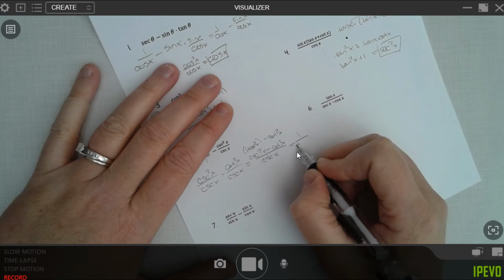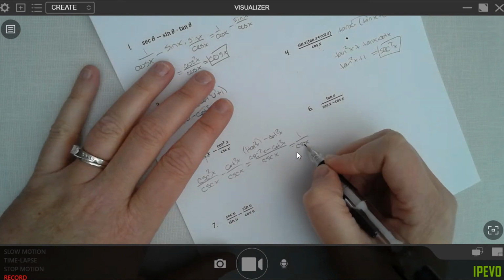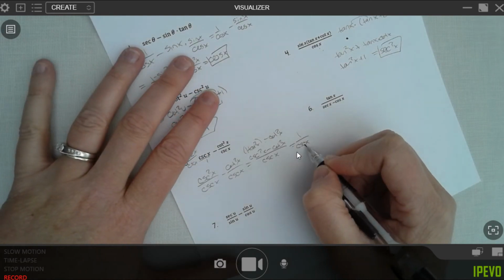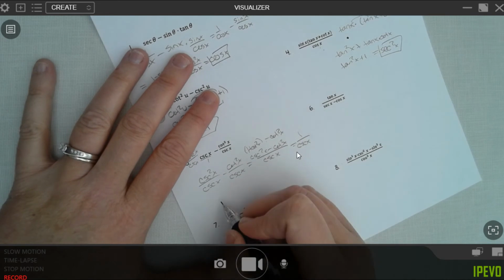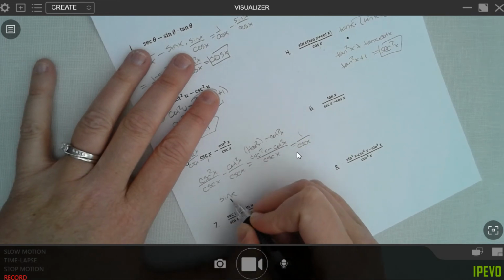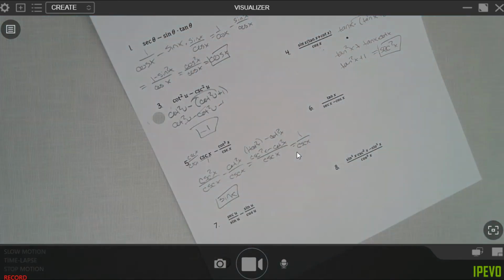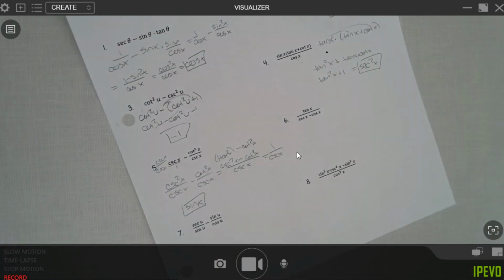So you have 1 over cosecant of x, and this is a reciprocal here. And so you end up with the reciprocal of cosecant, which is sine. Right? Reciprocal of cosecant, remember, is sine.